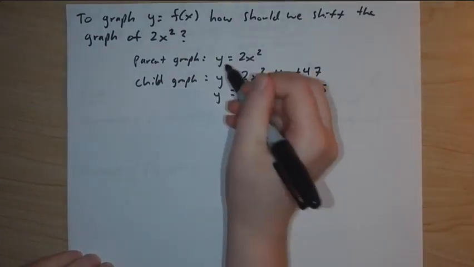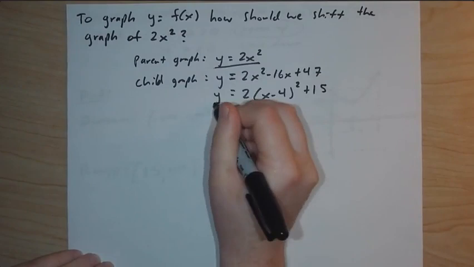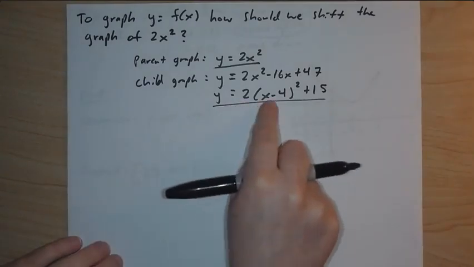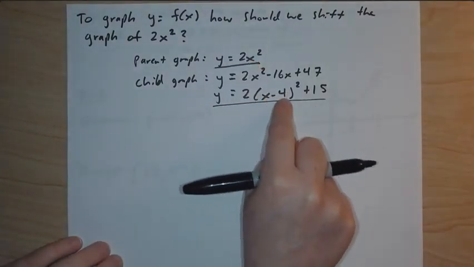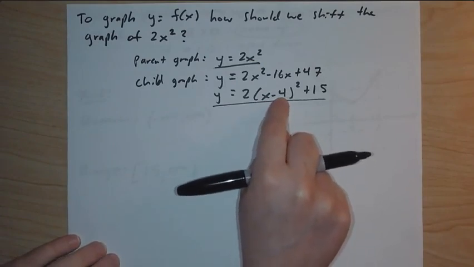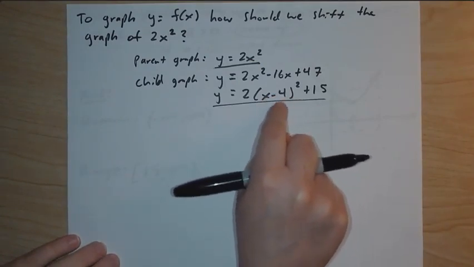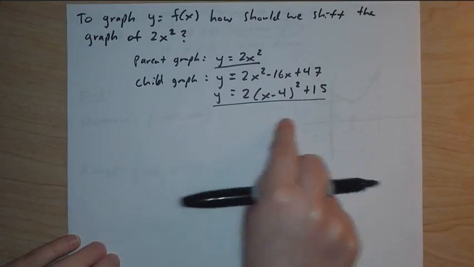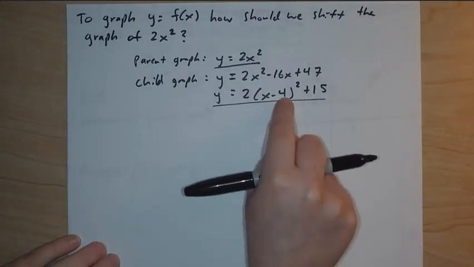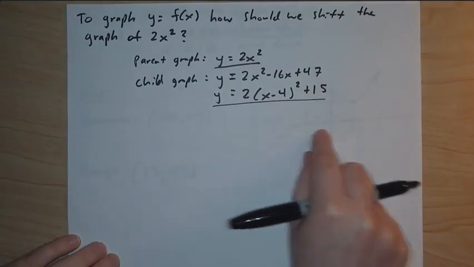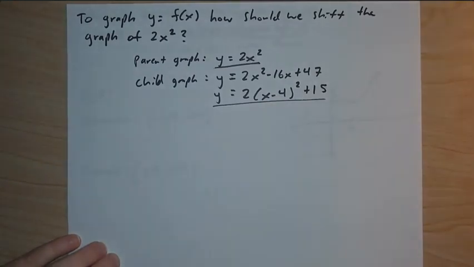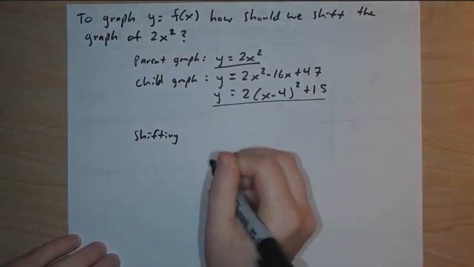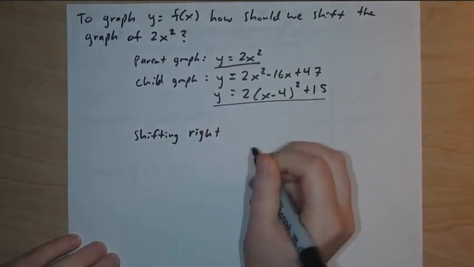So if we compare this function to that function, we see that instead of writing x, we've written x minus 4. And if we have a minus 4 with our x, anything with our x means we're going to move either left or right on our graph. And if we subtract something from our x, that actually means we're moving to the right. So because of this x minus 4, we're actually shifting our graph to the right 4 spaces.